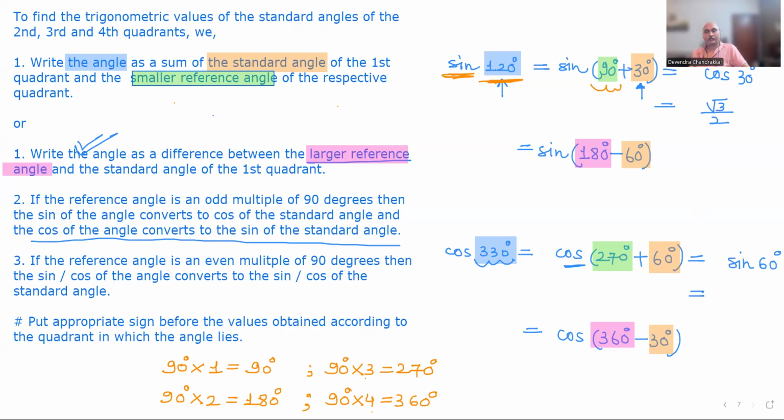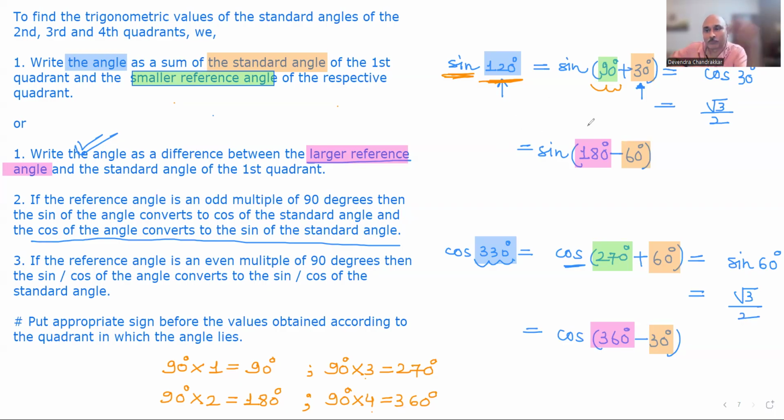Diptanshu ji, did you get your root 3 by 2? Sir, sine 60 is, that is not the right proof, am I right, sir? Sorry, sir, for that you have cos 30, right, sir? We have to prove it, right, sir? Why do we have to?